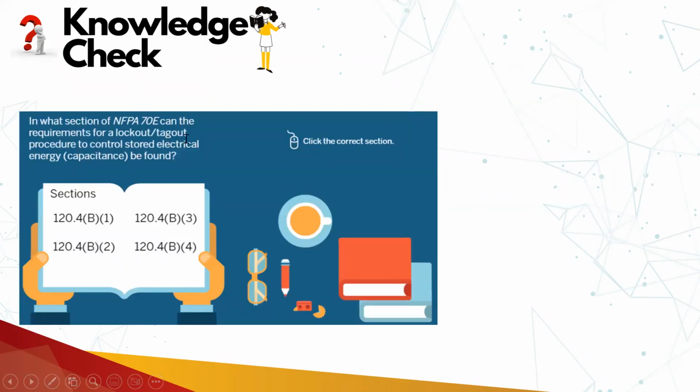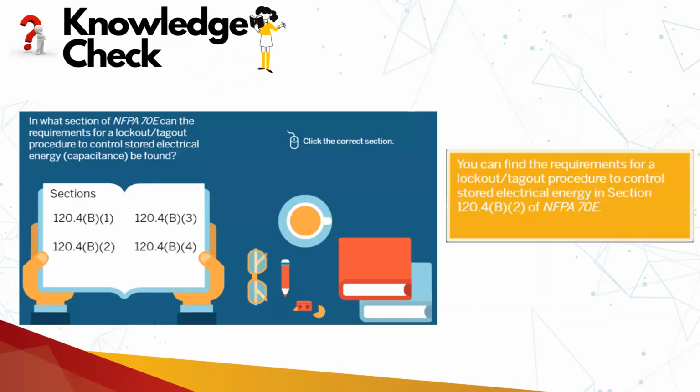In what section of NFPA 70 can the requirements for lockout and tagout procedure to control the stored electrical energy be found? So you will refer to article 120.4B, where there are 14 elements of control. You will find that it is covered in 120.4B2 about the stored energy.